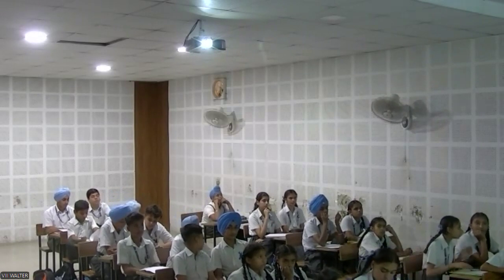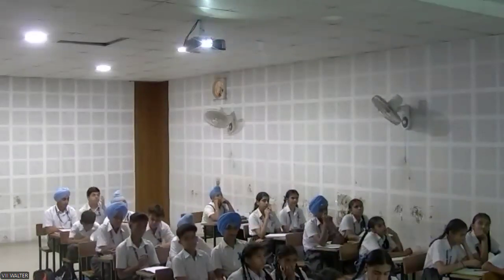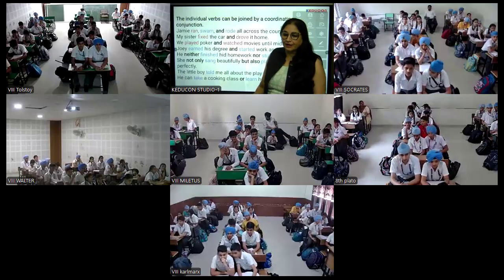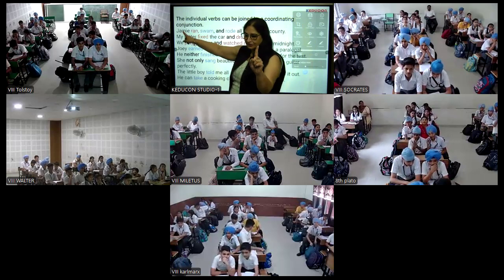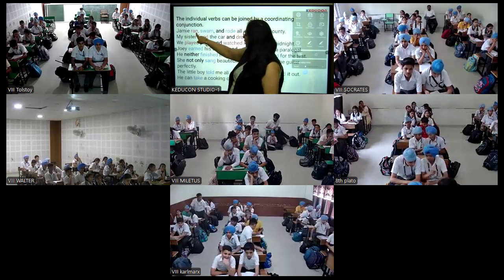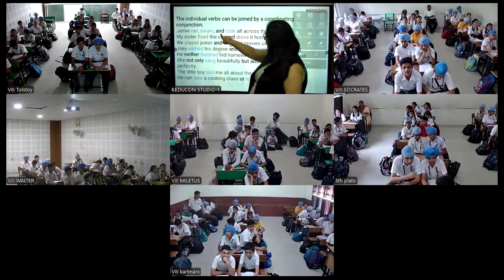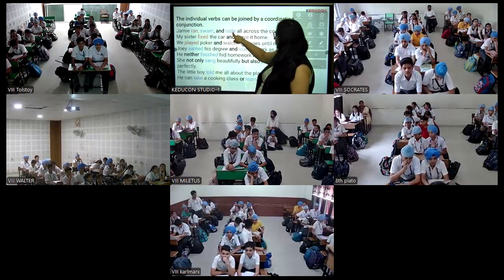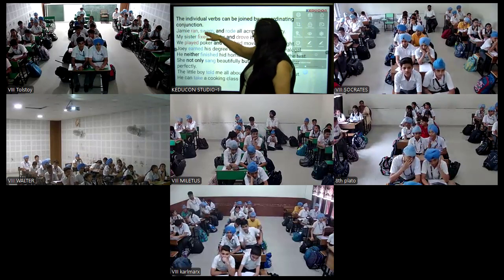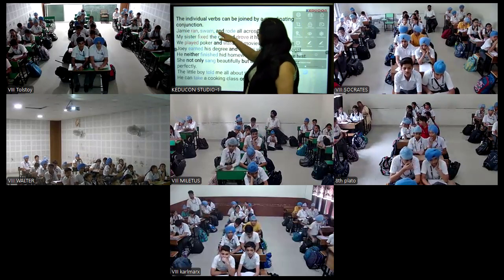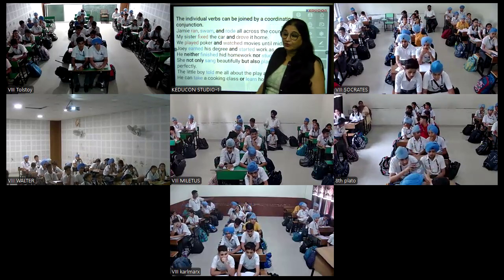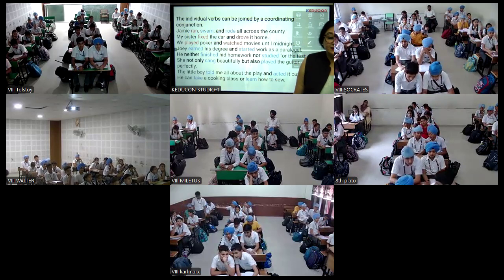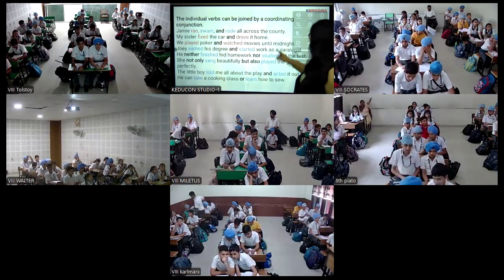Now, the individual verbs can be joined by a coordinating conjunction. That is what we are doing. These are all examples of compound predicates. Jamie, single subject, did so many things, all verbs: ran, swam, and, which is a conjunction, rode. That is why the verbs are highlighted and the conjunctions are in bold. Please look at this, read it yourself and understand it.